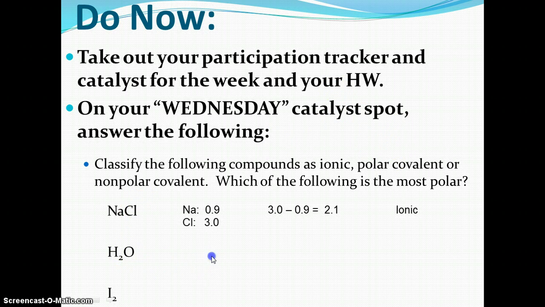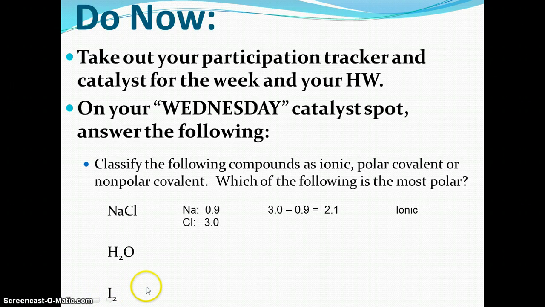I'm going to do the same thing for H2O. So I found H on my chart and it was 2.1. I found O on my chart and it was 3.5. I subtract the two, so 3.5 minus 2.1, and we get 1.4. 1.4 falls in the range of polar covalent because it's between 0.5 and 1.7.